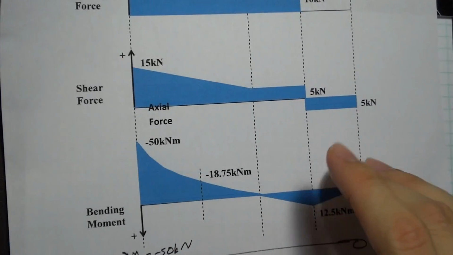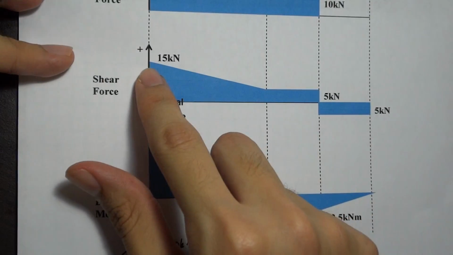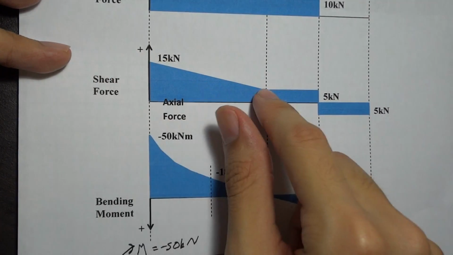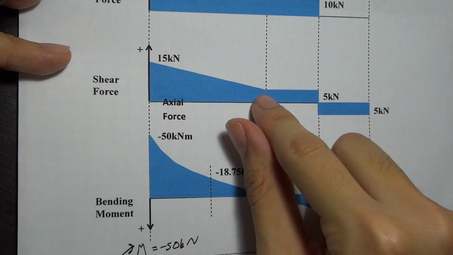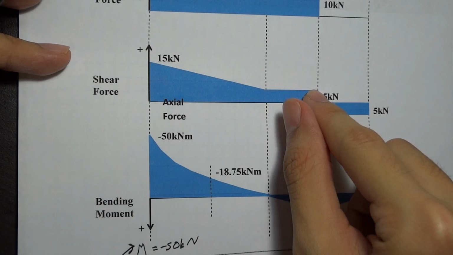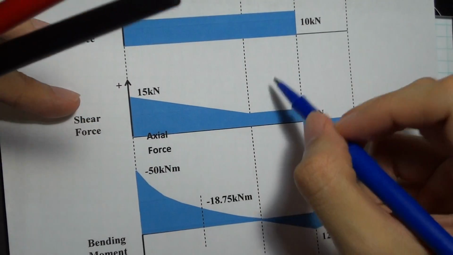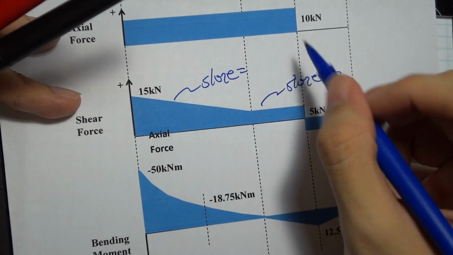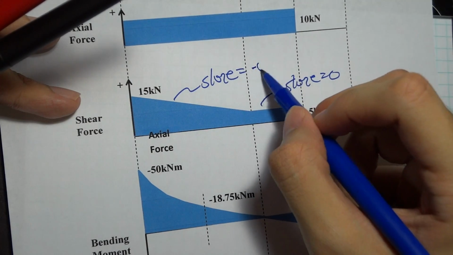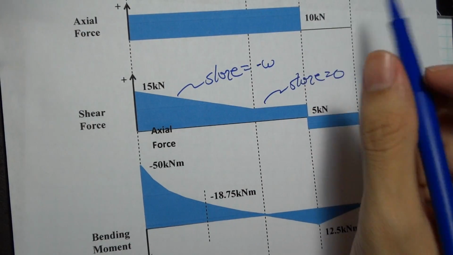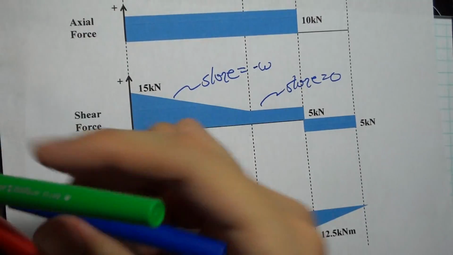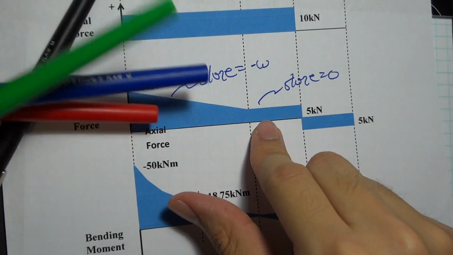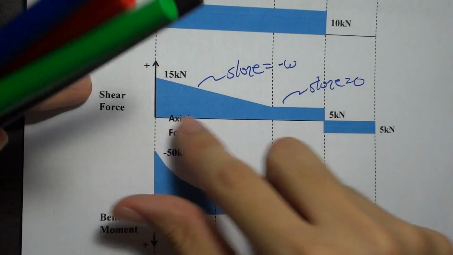The other thing to keep in mind is that this is decaying here, and the slope of this is equal to your distributed load. So the slope of this line is 0. This tells you here that you should have a distributed load. This here tells you that your distributed load ends. So between here and here you have a distributed load.